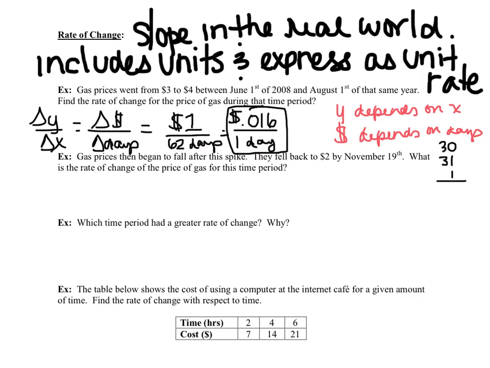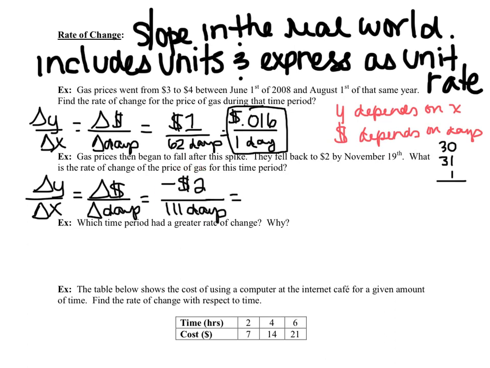So now I'm going to do the same thing for the next one, which said they fell back to $2 by November 19th. So in this time period, still finding change in money, change in days. So I want you to try this part on your own. Try to set up this fraction right here. How much did it change by, and in how many days? Pause the video, press play when you're ready to check just that piece.